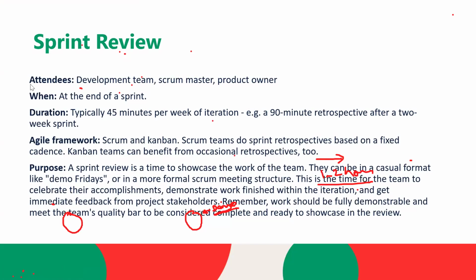So here you can see, again, the attendees will be the product owner, scrum master, and development team, at the end of the sprint, and typically it will be 45 minutes or 90 minutes. So you can say 1 hour to 2 hours, based on the team size. This is suitable for both Scrum and Agile frameworks. Generally we showcase the work, and there will be a feedback session. All those things will happen here. So this will be our sprint review call.